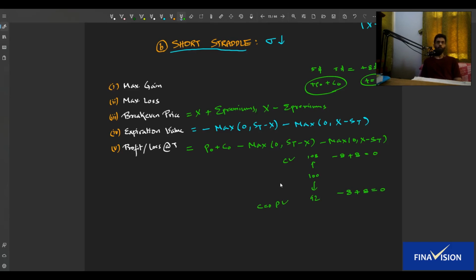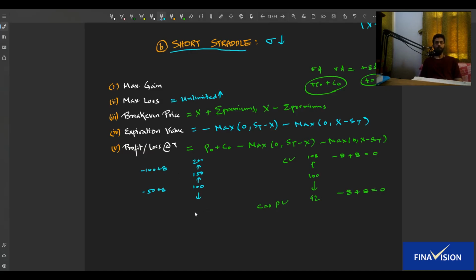That's how this works. What is the maximum loss? Now in this case the maximum loss can be unlimited if it's on the upside. Let's say the stock price was 100, and instead of 108 it went to 150. The loss is minus 50 plus 8. If it goes up to 200, the loss is minus 100 plus 8. Like this it goes on.